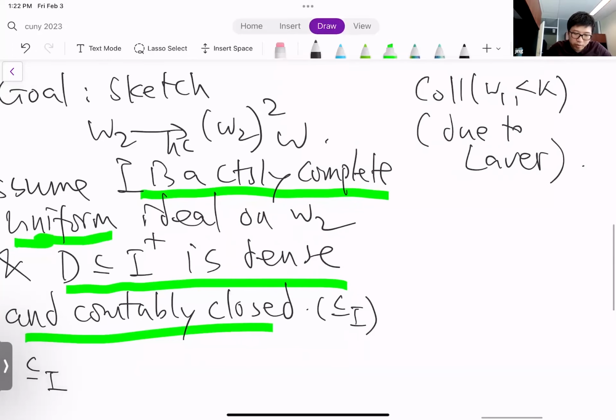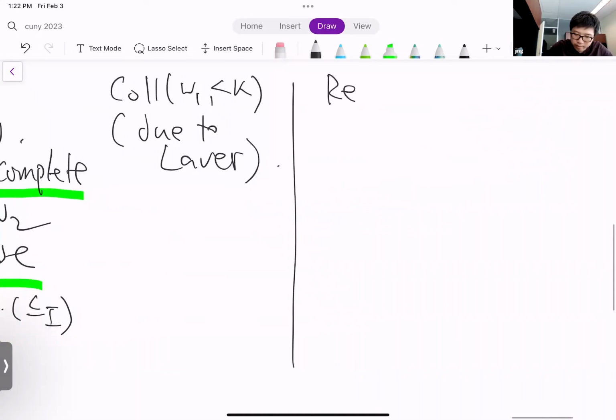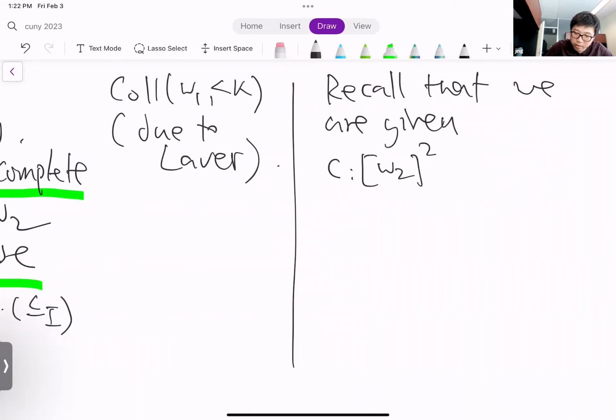Okay, so let's see how the existence of such an ideal can help in proving our Ramsey theorem. Recall that we are given a coloring on pairs of omega 2 into countably many colors, and now we're trying to find a large subset, a set of full size, such that, and also we try to find a popular color, such that the graph on this popular full size set is actually highly connected.